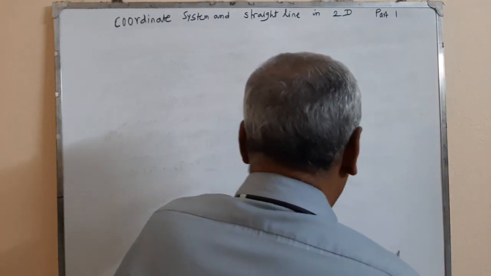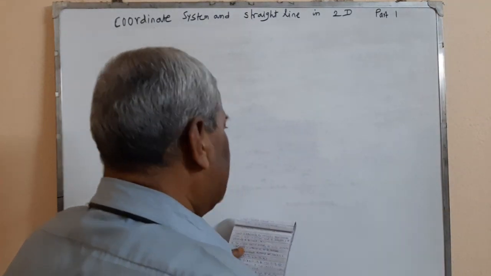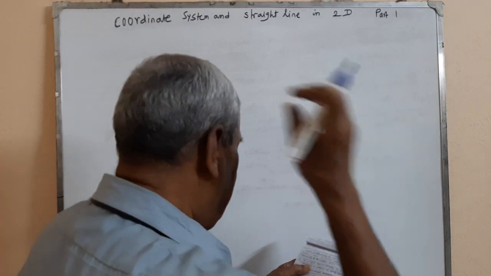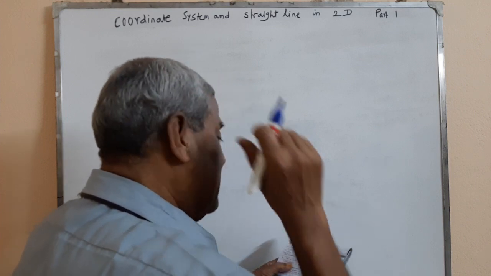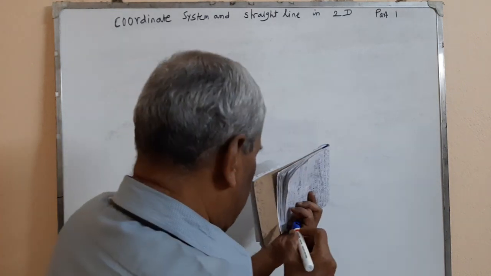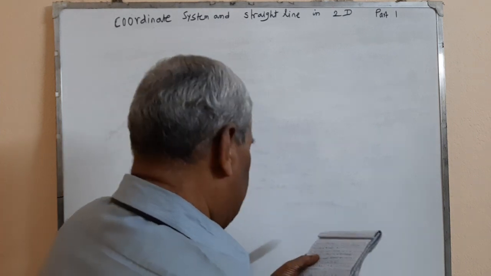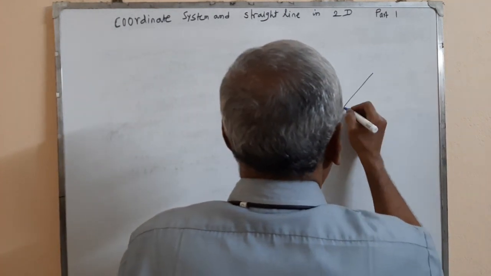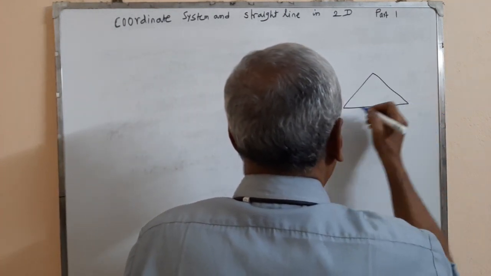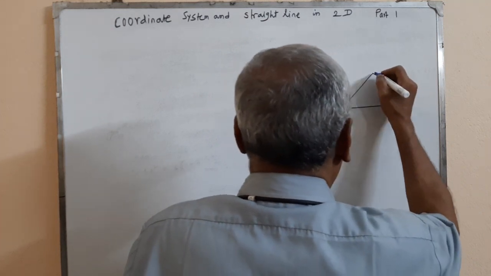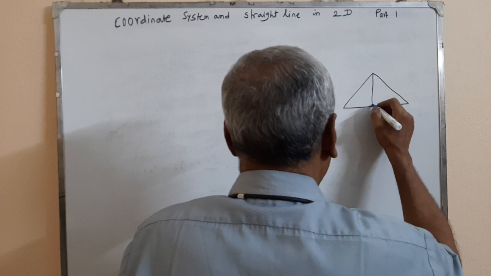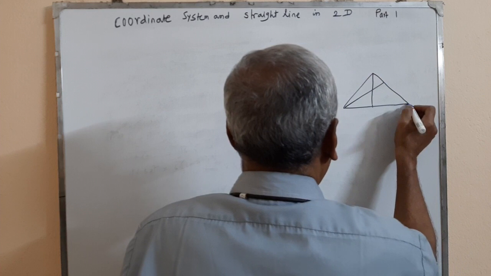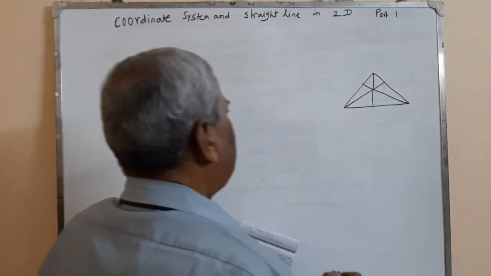In any triangle, it has several types of center: circumcenter, centroid, and orthocenter. I think you know it. Orthocenter, actually, is a point where the perpendiculars drawn from the vertices to the opposite sides meet.